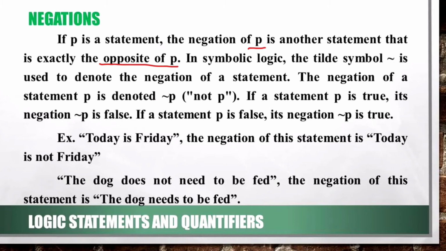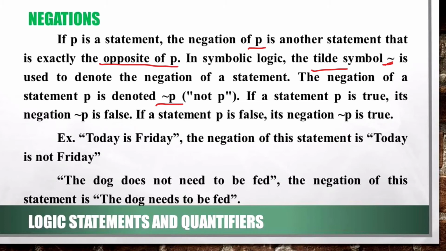So, here in symbolic logic, the tilde symbol is used to denote the negation of a statement. The negation of a statement P is denoted as not P. If a statement P is true, its negation not P is false. If a statement P is false, its negation not P is true. As I told you, a negation is the opposite of your first statement. For example, the statement: Sir JP is handsome. And the negation of that: Sir JP is not handsome.